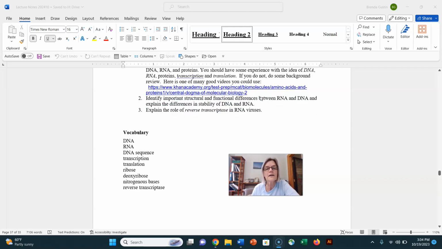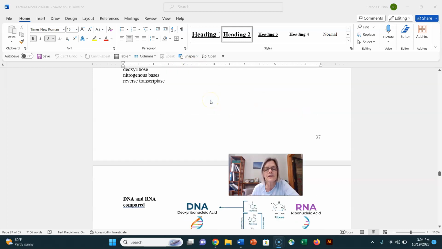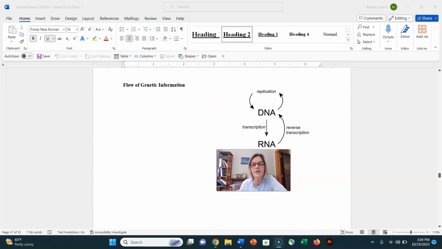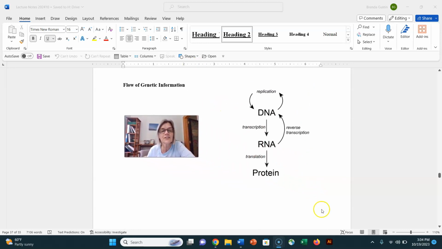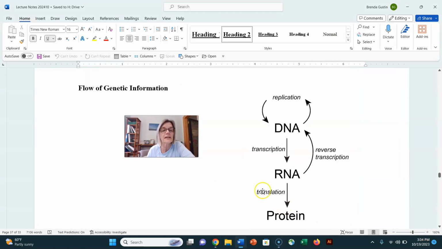So let's see. When we're looking at that flow of genetic information, I put a diagram in the notes. I'm going to skip this first one. It's a very simplistic diagram compared to what they have going on in the book. But here's our flow of genetic information. Remember, DNA is our instructions on how to make proteins.